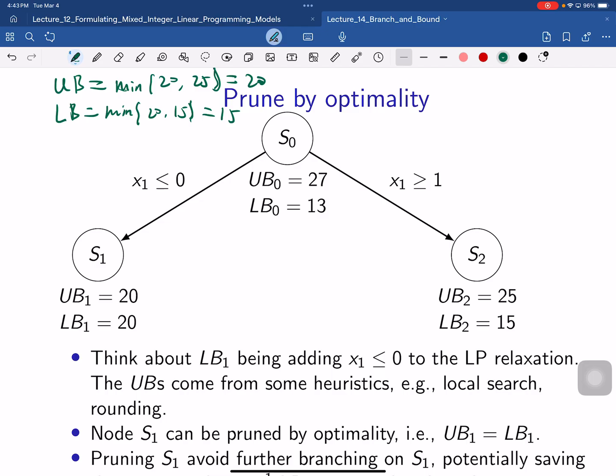Now, let's assume this problem has a large number of binary variables. We only branch on x1, right? So now the question is, do we need to continue exploring this node S1? No, right? The reason is this node has already converged. If the upper bound equals the lower bound already, this is called pruned by optimality. At this node, you already have the upper bound equal to the lower bound. You know this upper bound 20 is the best feasible solution you can find on node S1.